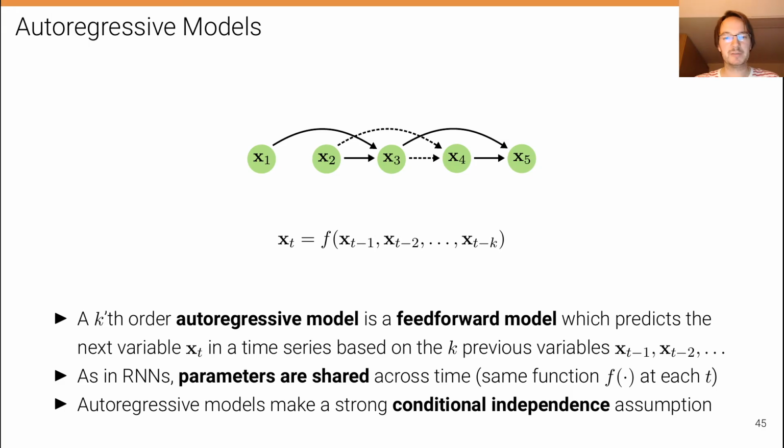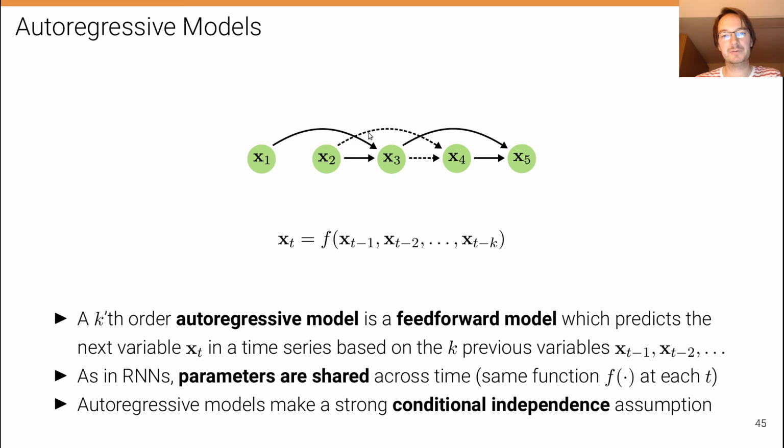What is an autoregressive model? A K-order autoregressive model is a feed-forward model which predicts the next variable xt in the time series, where again t indicates time, based on the k previous variables, xt minus 1, xt minus 2, and so forth. In this graphical illustration, we have x5 depending directly on x4 and x3. So k would be 2 in this case.